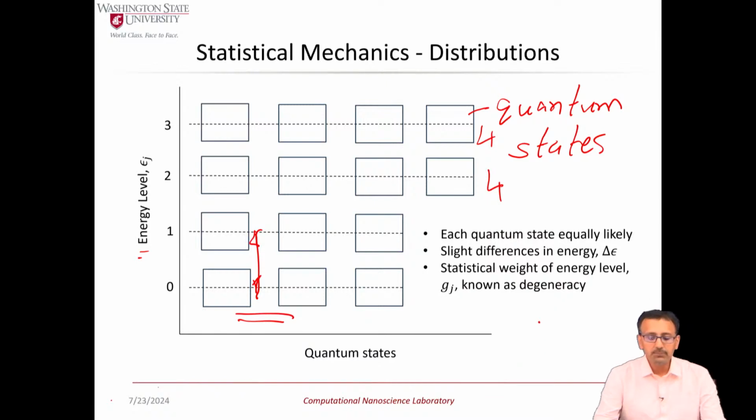So, the fundamental postulate is that each quantum state is about equally likely to be filled. Even though their energies are slightly different, they are about the same, and like I mentioned, the number of quantum states in each energy level is called a degeneracy. Questions?